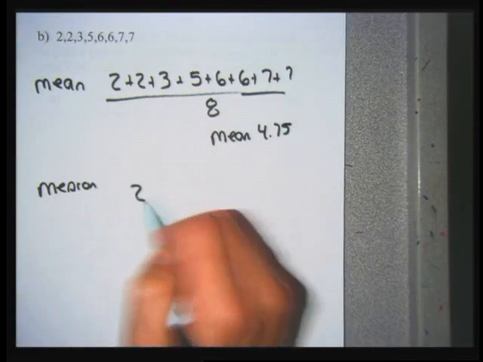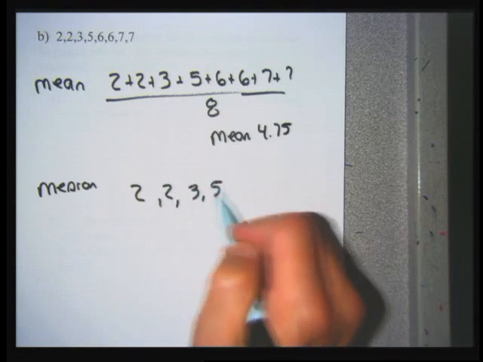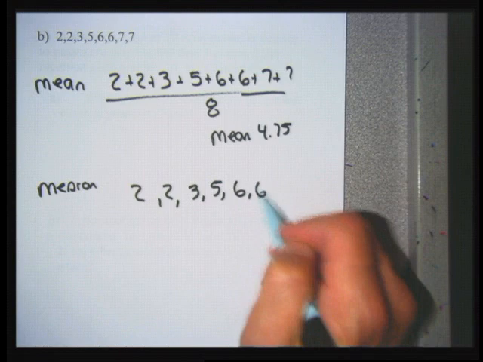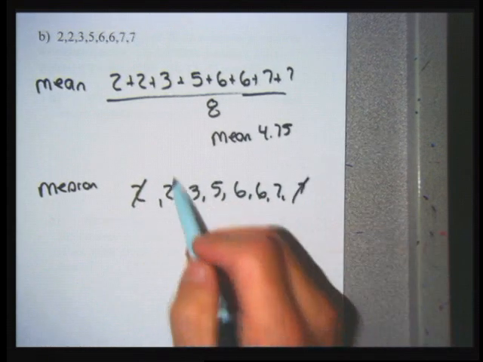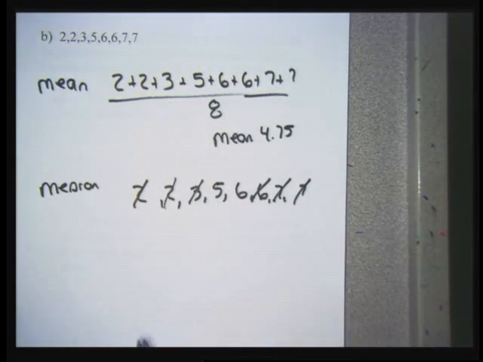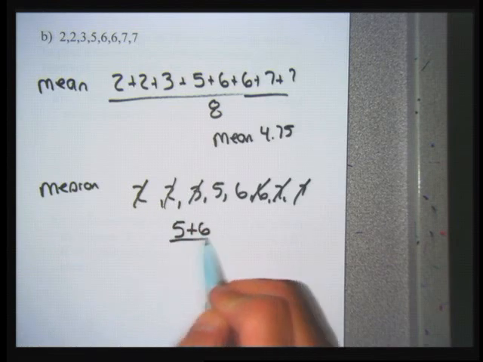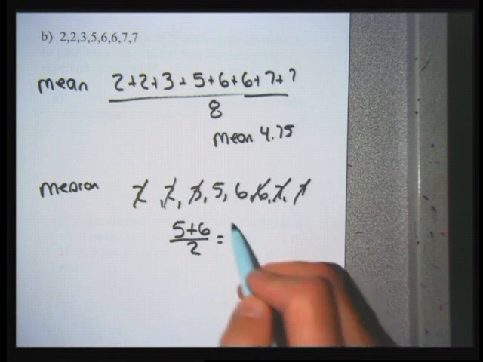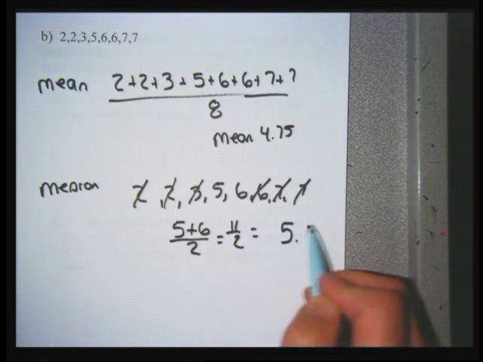For the median, I need the numbers written in order. High to low or low to high, it doesn't matter which. Then I cancel out the first and the last, second and second from the last, third and third from the last. Now there's two numbers left, and when there's two numbers left, you need to average those numbers. So I'm going to go 5 plus 6 over 2, which is 11 over 2, and the median's going to be 5.5.